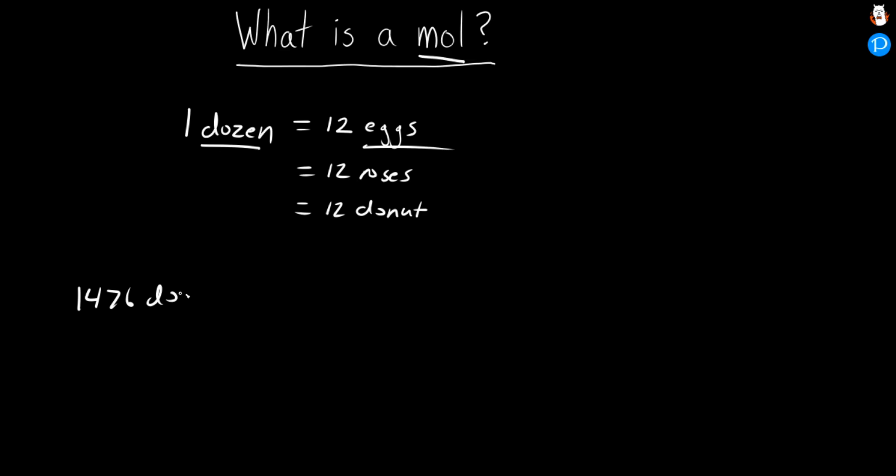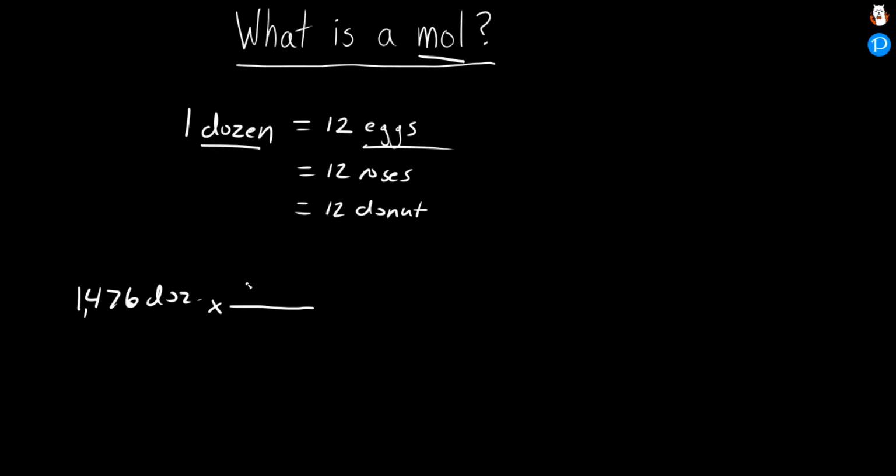1,476 dozen eggs. Well, that's quite a few dozen, but let's say we wanted to figure out how many individual eggs that would be. If I said I have 1,476 dozen eggs, how many individual eggs do I have? Well, I'm sure you could probably figure that out. If I know that I've got this many dozen, and I know that for every dozen there are 12, that's pretty simple to figure out. I would just have to multiply that, right?